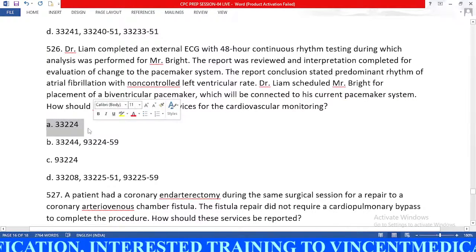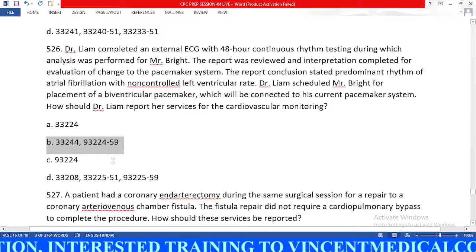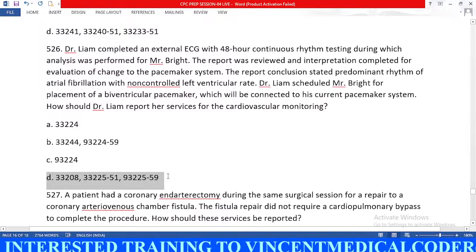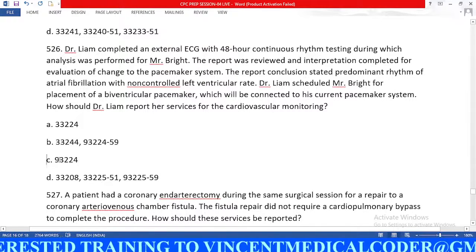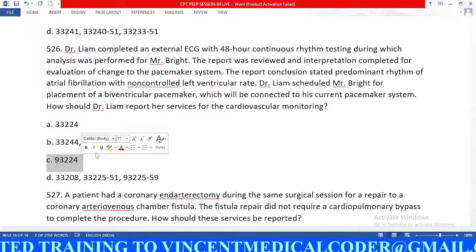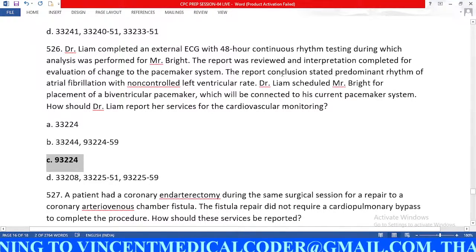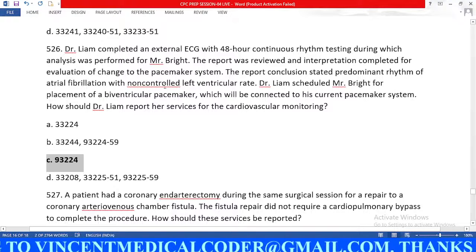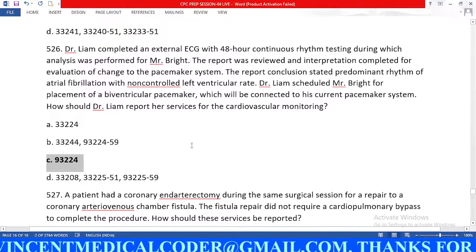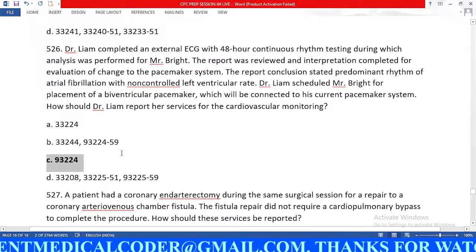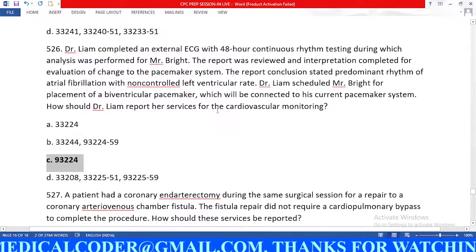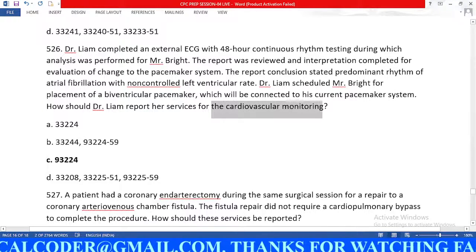These are all surgical procedures. We need to code only for cardiovascular monitoring. So here our answer is 93224. No need to code any interpretation, pacemaker, all those things. So here our answer is 93224, as we need to code for cardiovascular monitoring.